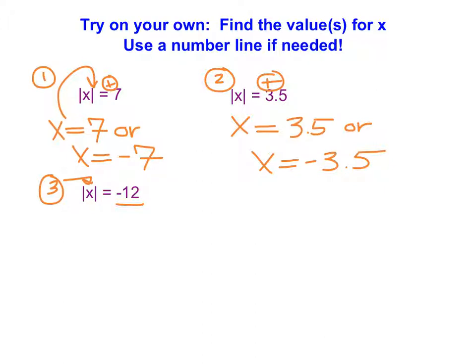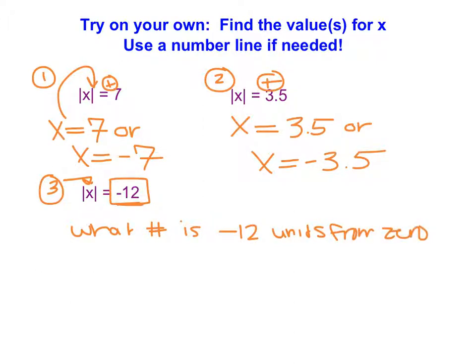And remember, absolute value will only produce positive numbers on the other side of the equal sign. It will always have a positive distance. So this is saying, what number is -12 units from 0, which absolute value is a distance and it must always be positive, so that's not possible.